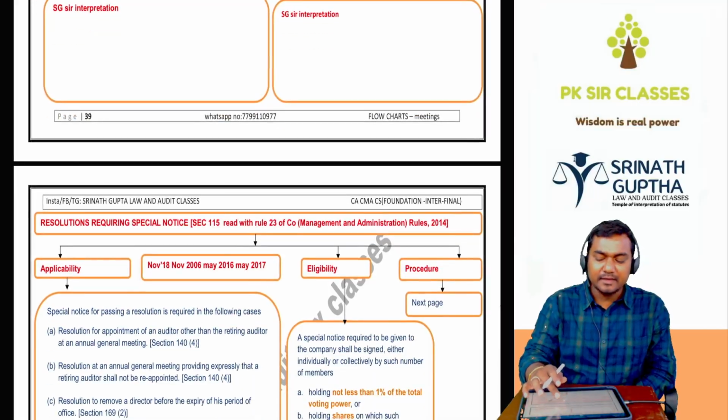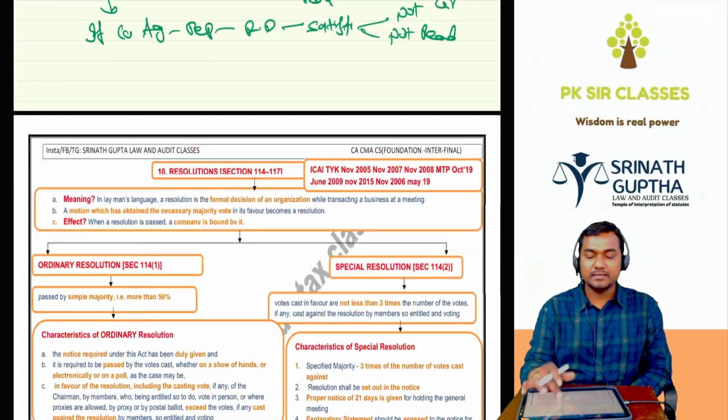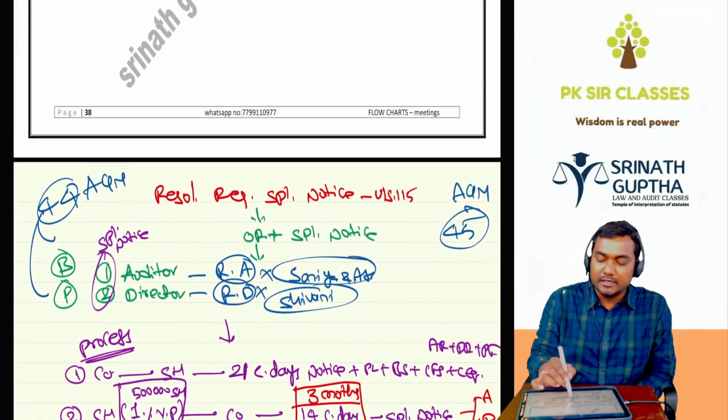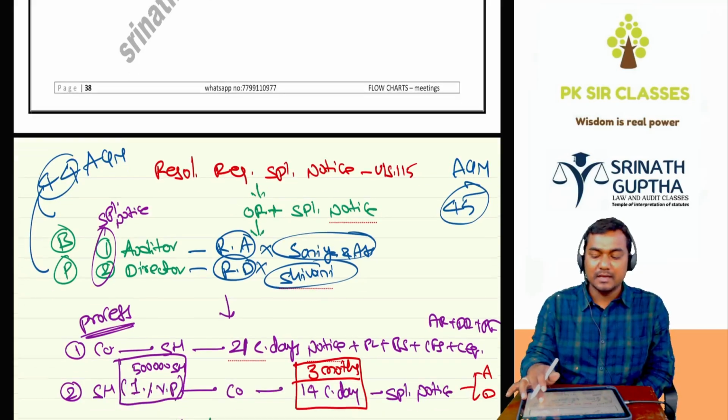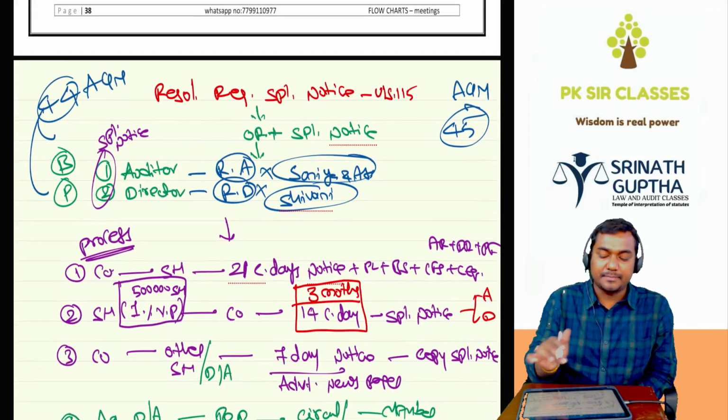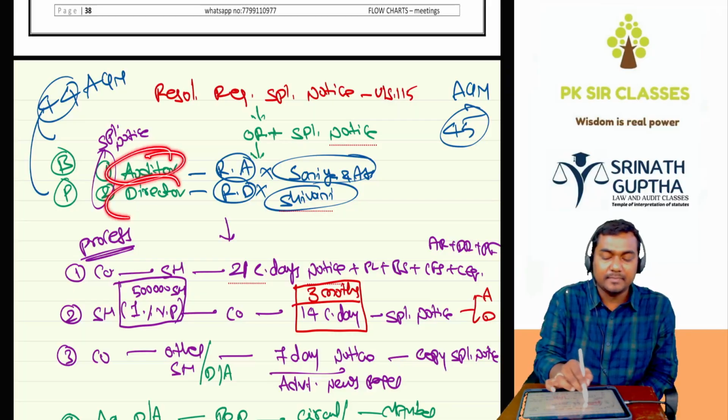And next one is the resolution requiring the special notice. It is nothing but ordinary resolution plus special notice. Nothing but OR plus a special notice. Ordinary resolution plus a special notice. It is called as the OR because it is applicable for the auditors and the directors.